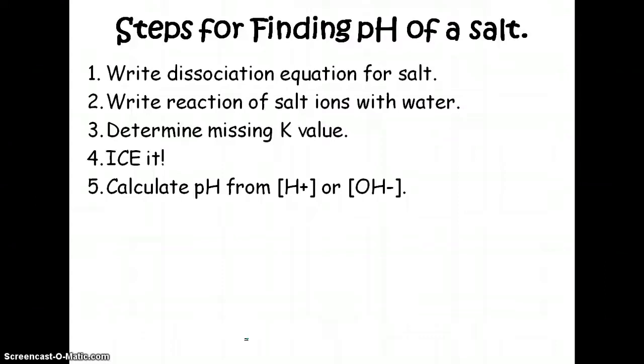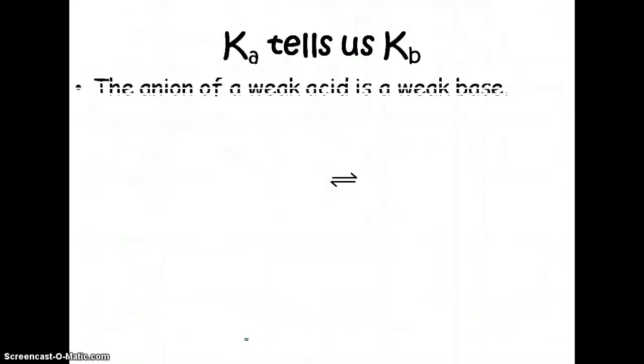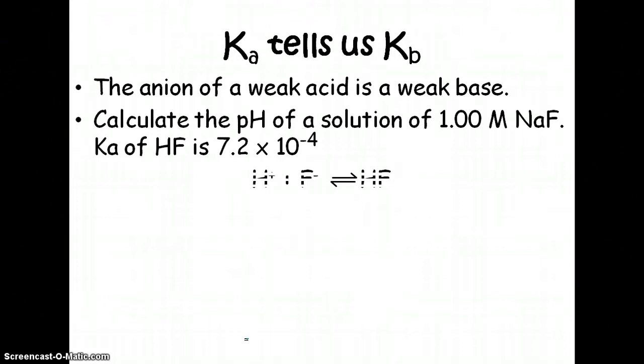All right, so to find the pH of a salt, there's a couple of steps that we're going to follow. We're first going to write the dissociation equation for the salt. Then we're going to write the reaction of each of the salt ions with water, as we did before. We'll determine the missing K value, so whichever K we're not given, we will find the other. We'll ICE it, and then we're going to calculate the pH from either the H plus or the OH minus ions. So Ka is going to tell us Kb.